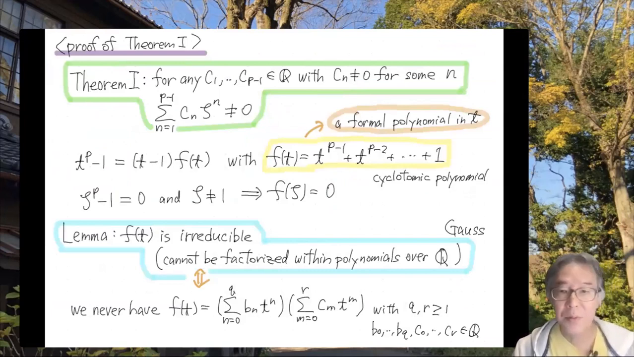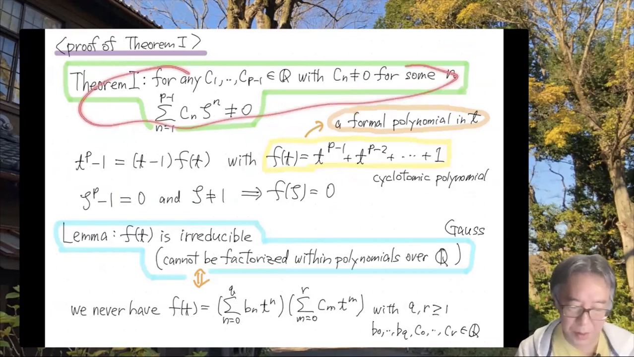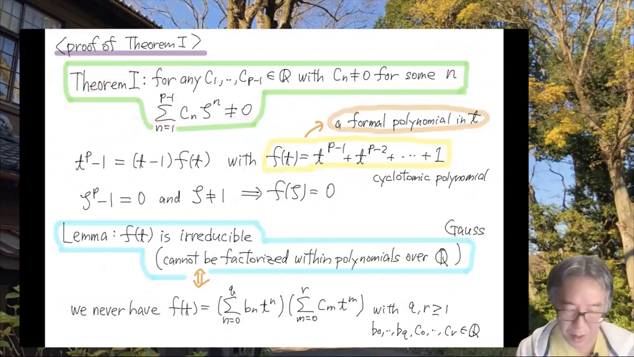Okay, let me start from the proof of theorem 1, which is this linear independence of these thetas. Then the essential tool is a formal polynomial in T. When I say formal polynomial in T, we don't specify whether T is a real or complex variable, but we just consider a formal polynomial. I think you know what this is.